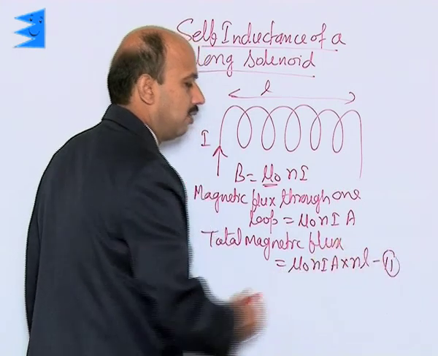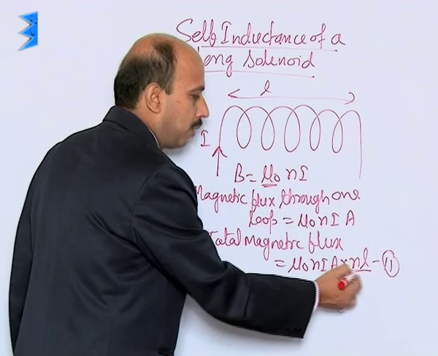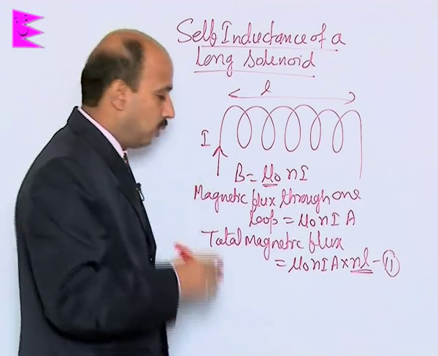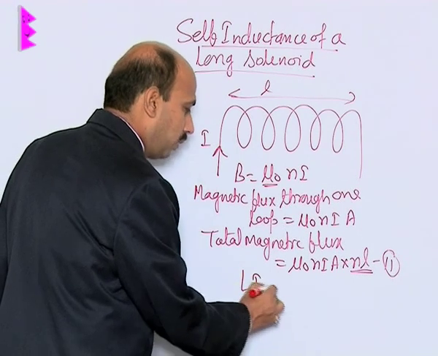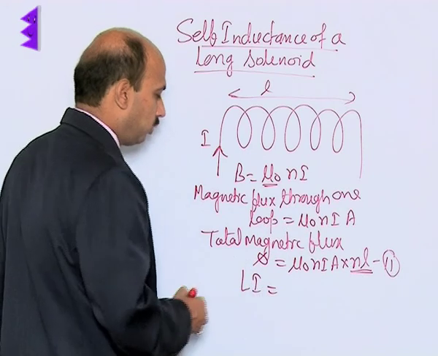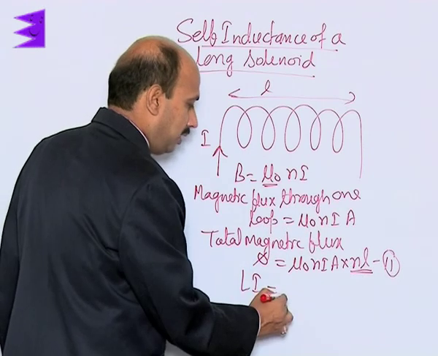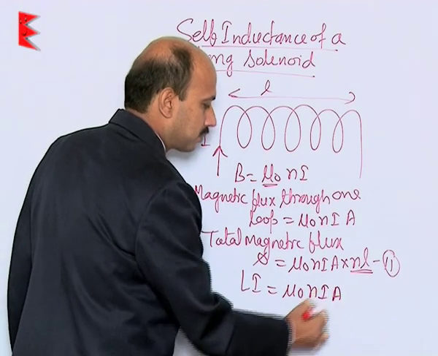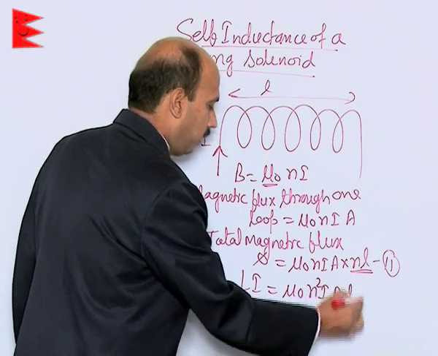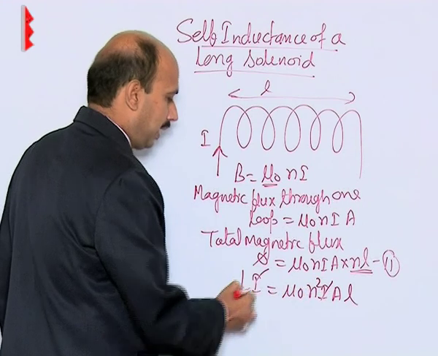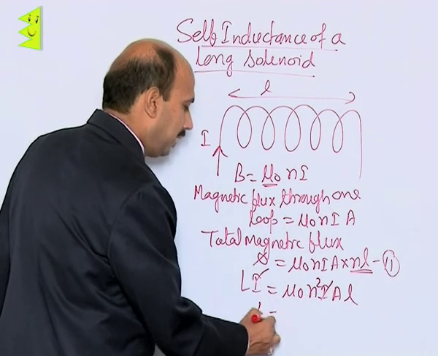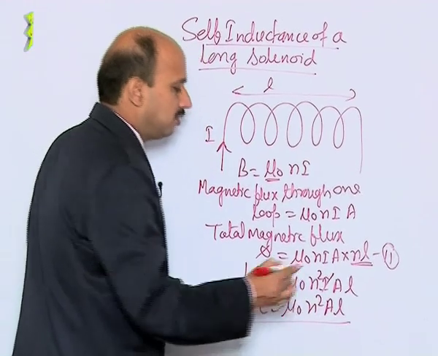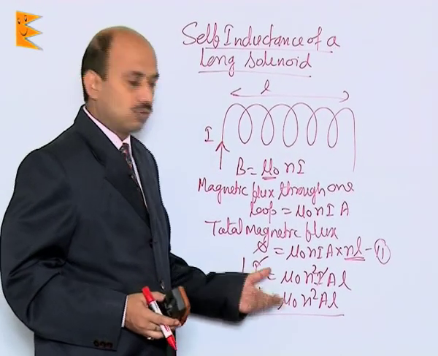This is the second equation. nL is the total number of turns in the solenoid. And now already we have the first equation, Li is equal to this flux, so Li is equal to mu naught n I A into n square L. I and I get cancelled. You will get L is equal to mu naught n square A L. So this is the self inductance of the solenoid.